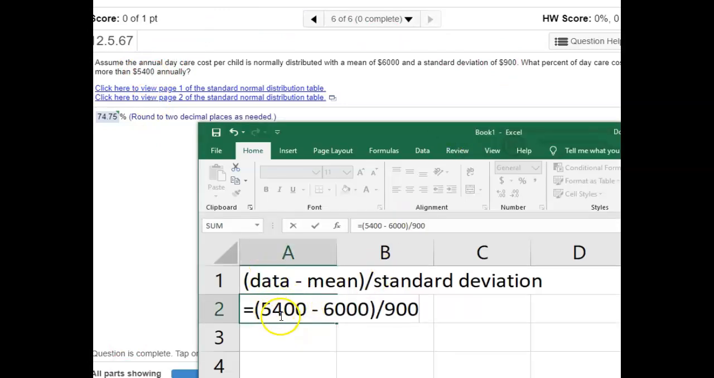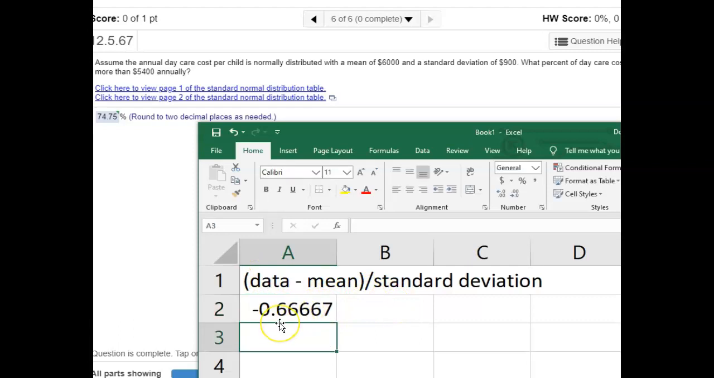So here we are, our data value minus the mean divided by the standard deviation. The z-score is negative, which should make sense because our data value is less than our mean. So what percentage of data, what percentage of daycare cost, it would mean in this scenario, are more than our data value?